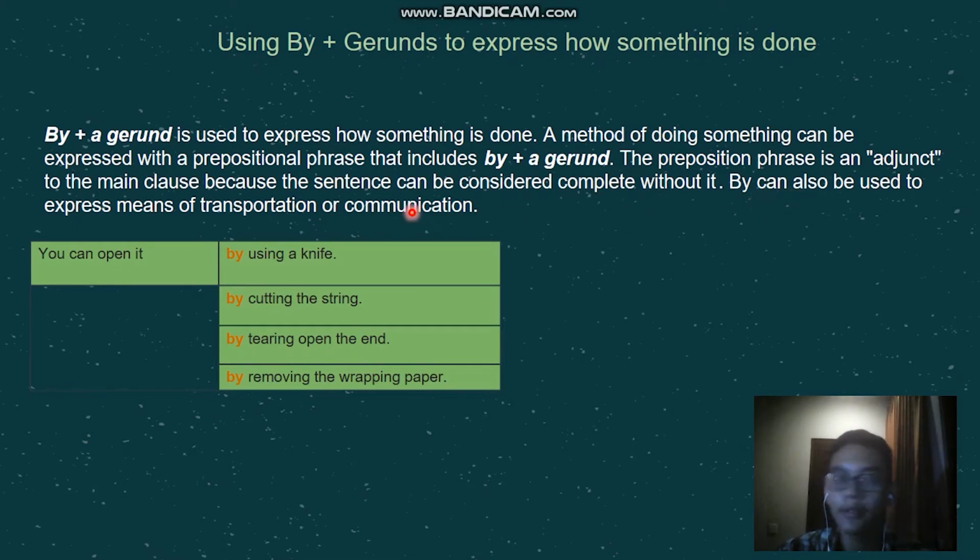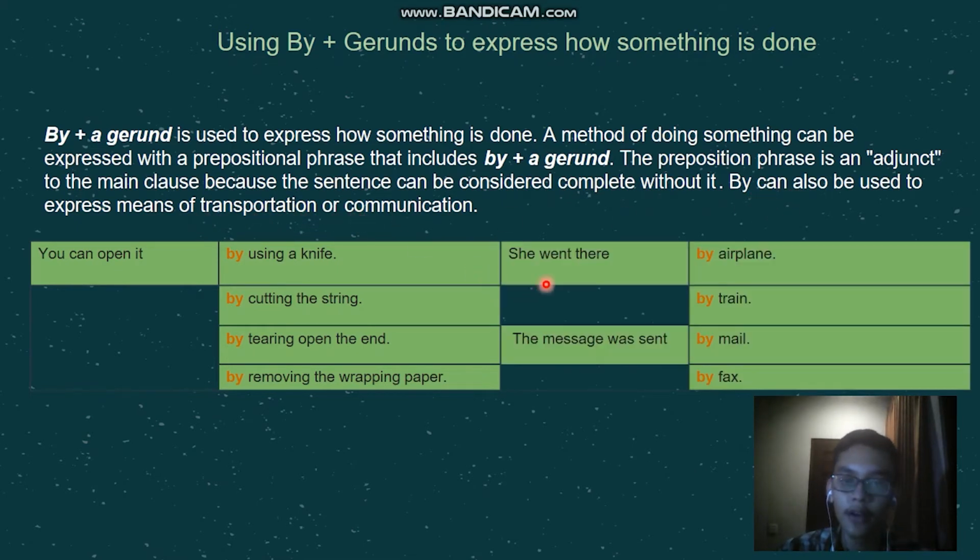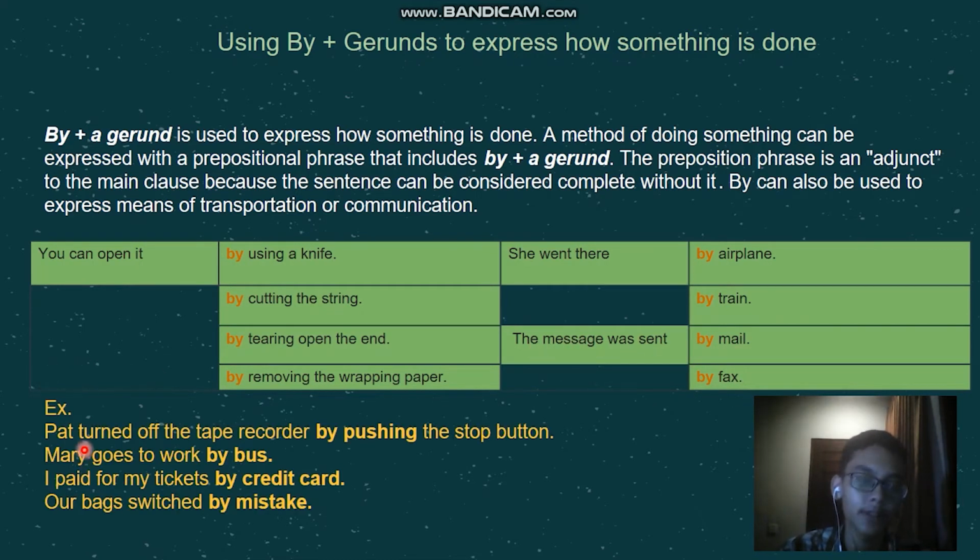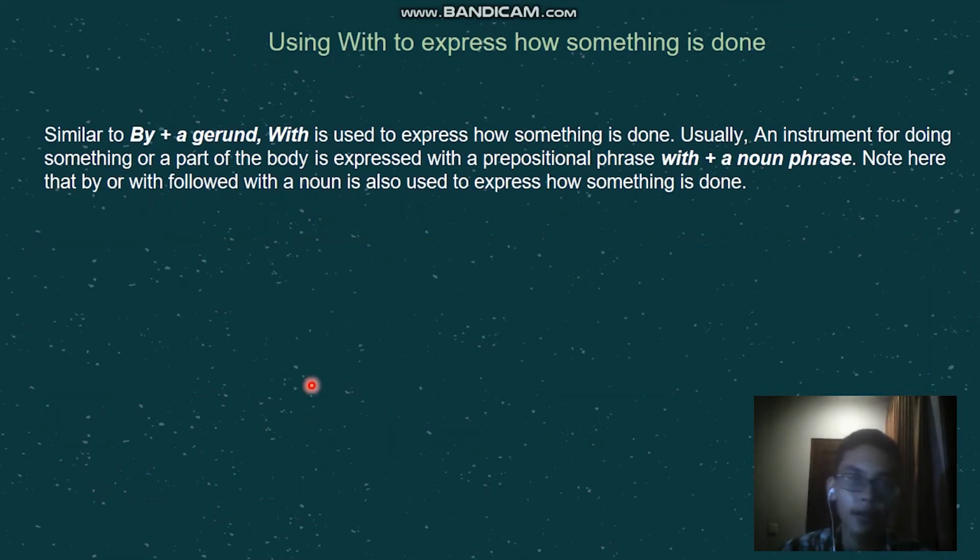Also, by can be used to express means of transportation or communication by using nouns. For example, she went there by airplane, or she went there by train, and also the message was sent by mail, or the message was sent by fax. Other examples include: Pat turned off the tape recorder by pushing the stop button. Mary goes to work by bus. I paid for my tickets by credit card, and also our bags switched by mistake. These are all to express how something is done.